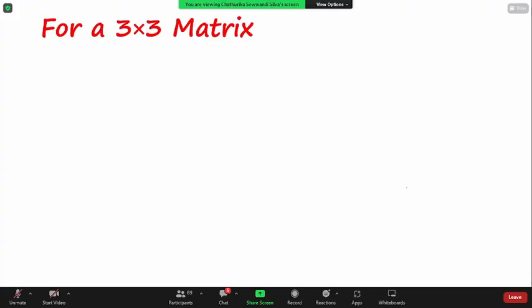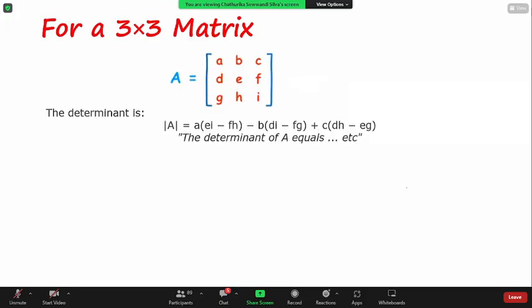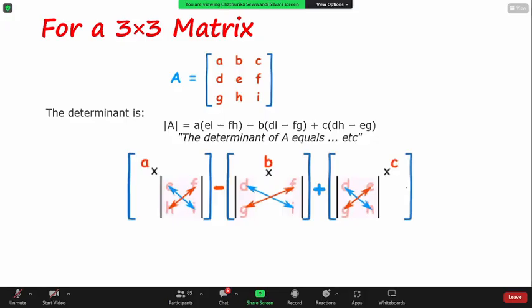For a 3 by 3 matrix, let's say this is a 3 by 3 matrix. How are we going to find the determinant? This is how. One thing I should say: according to this slide, the determinant of the matrix is calculated based on the first row.